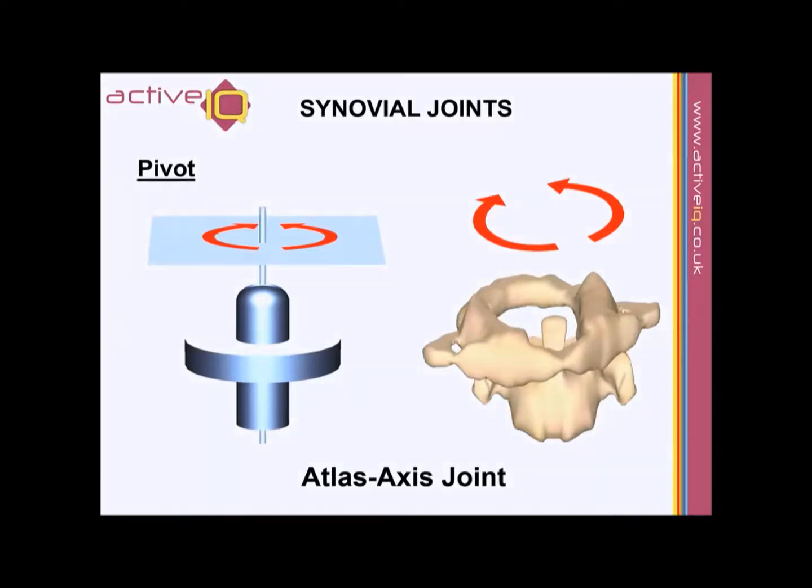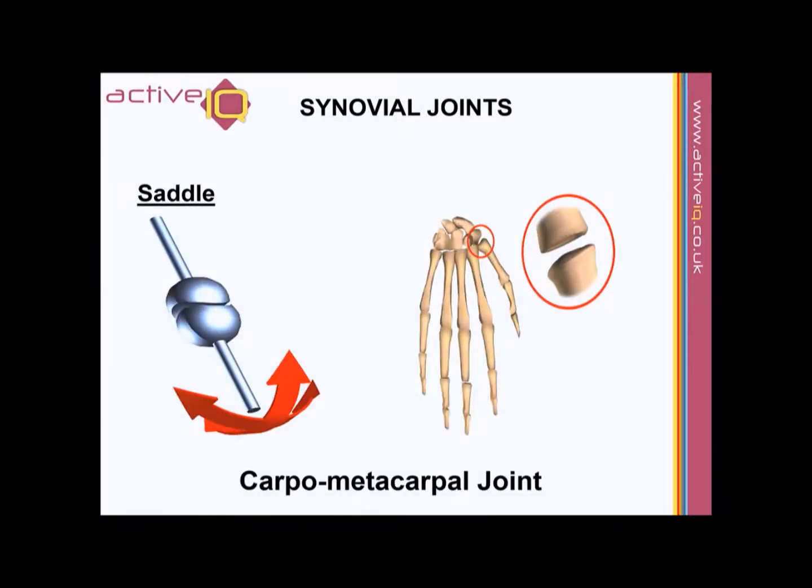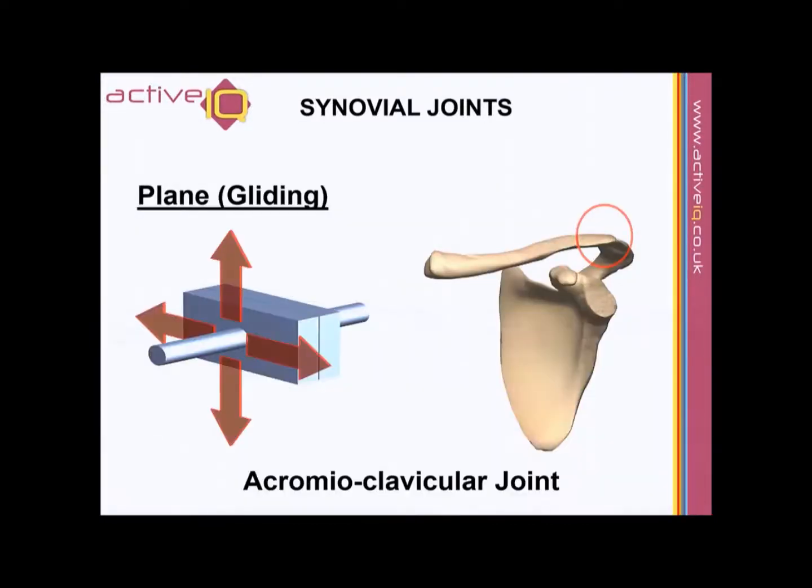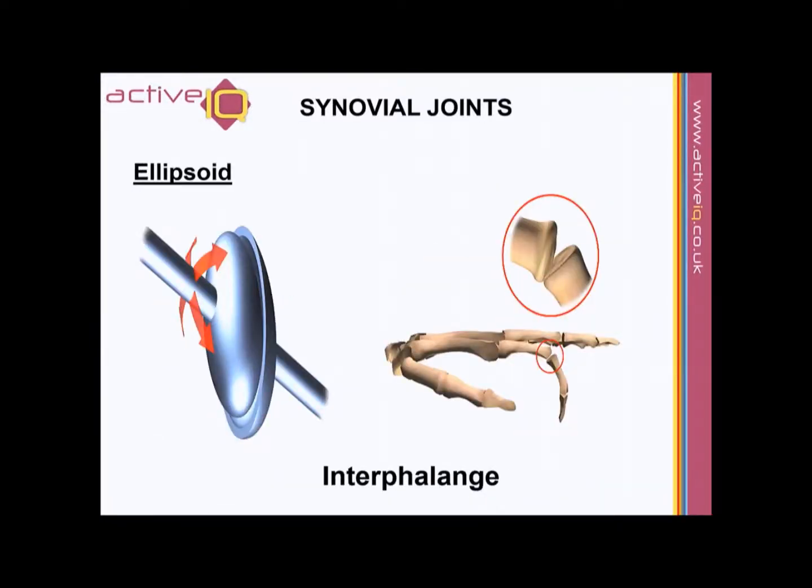a good example. We look at the saddle joint now, which is a carpometacarpal joint, which is basically from the hand to the base of the fingers. A gliding joint, a good example of that is the acromioclavicular joint, which is where the clavicle attaches to the shoulder. And an ellipsoid, which is interphalangeal, so that just means really in between the fingers.